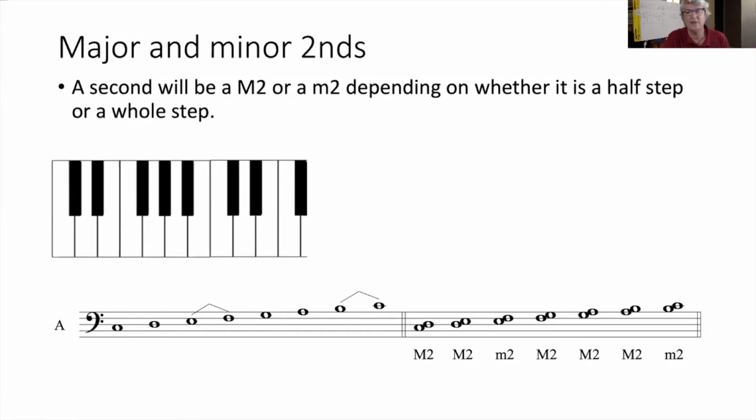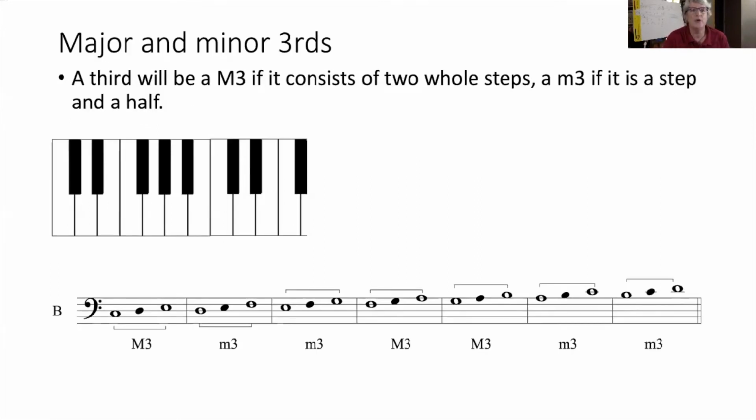Then on the right side of the staff, you can see that I've written the seconds that we can have in the key of C major. So we have a second from C to D, a second from D to E, etc. Again, the places where we have the half steps from E to F and from B to C, those are the places where we have minor seconds. The other 5 are major seconds.